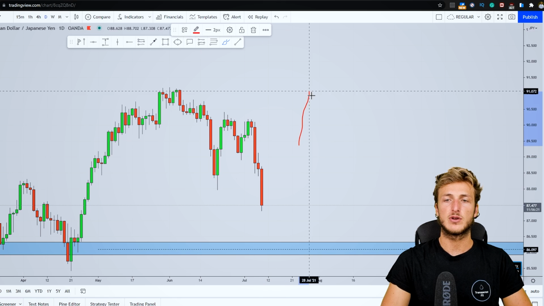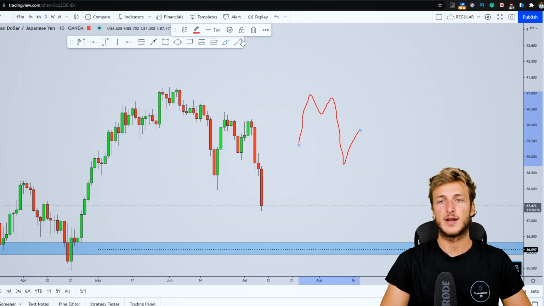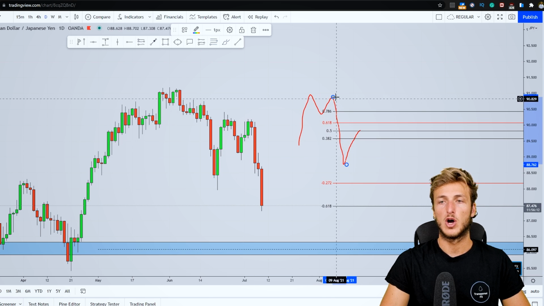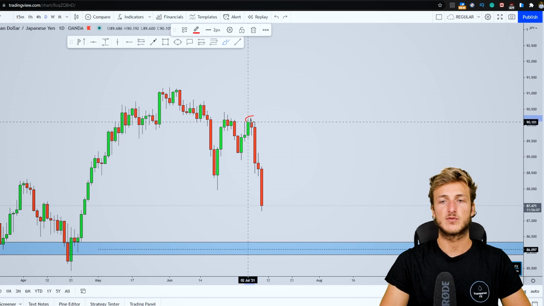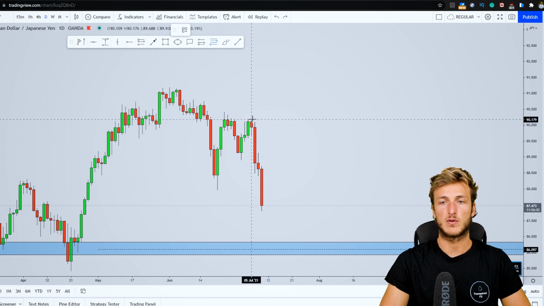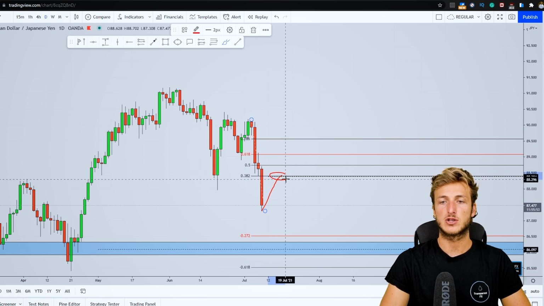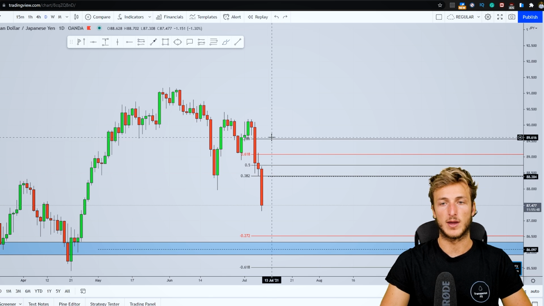Now, in general, after the creation of an overextended M formation, you want to see the market provide a correction to go and test at least the 0.382 of the Fibonacci taken on the impulse leg. In this case, the impulse leg is from this high to this low, meaning that we want to see the market provide a correction at least to the 0.382 of the Fibonacci taken on this impulse to the downside. So overall, a correction to this zone is what we want to see here for CADJPY.